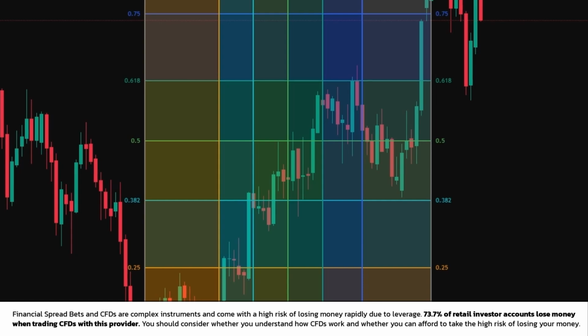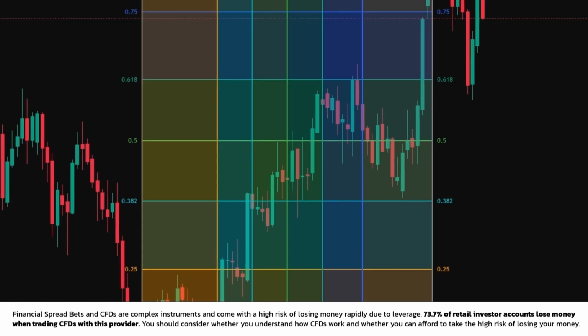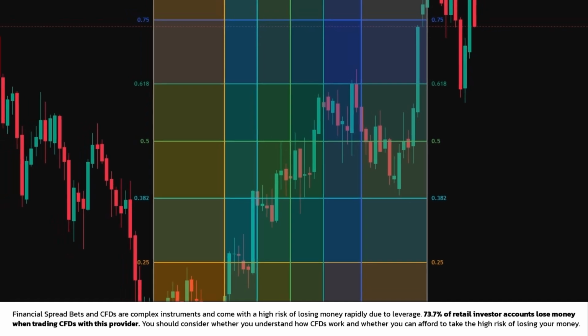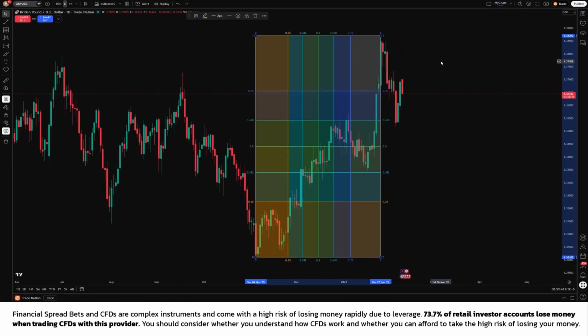Within the box, the horizontal divisions act as proportion markers rather than traditional support or resistance. Reactions near these levels suggest the market is respecting internal balance. Clean movement through them often signals expansion rather than failure, which is why the Gann box works best when read alongside structure.